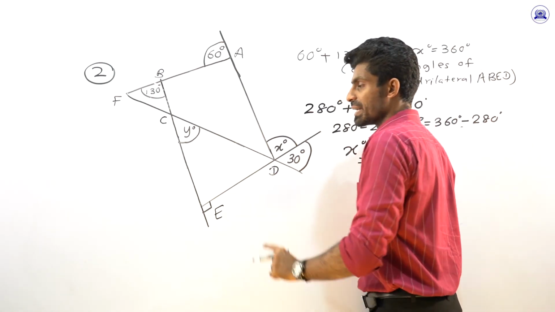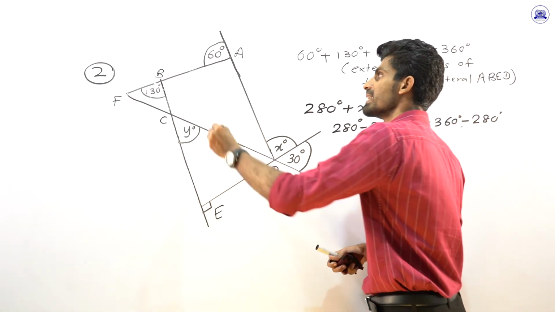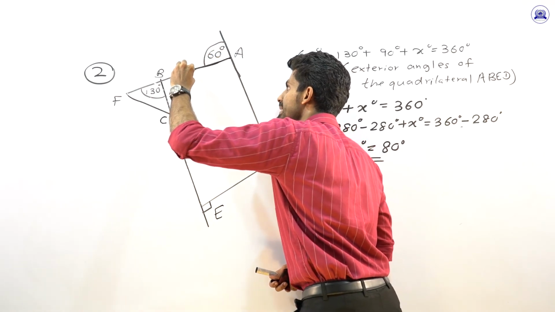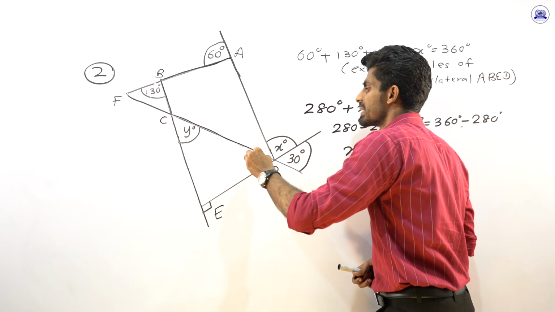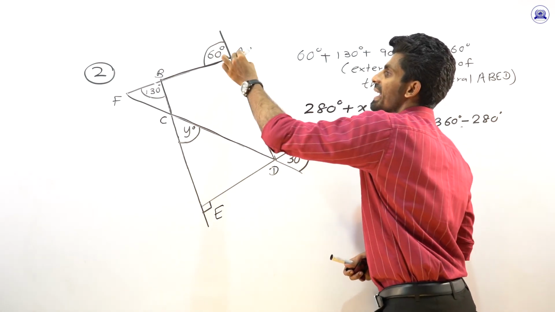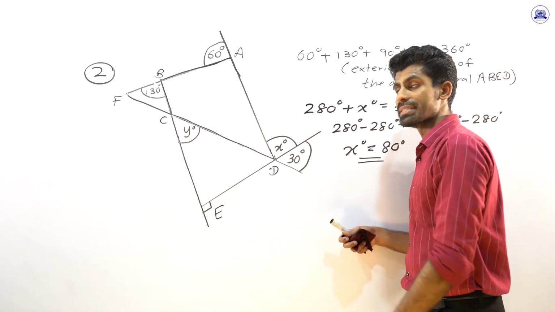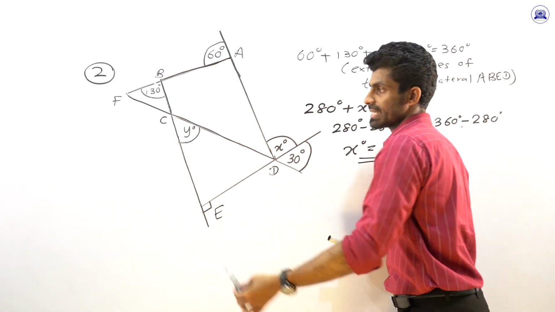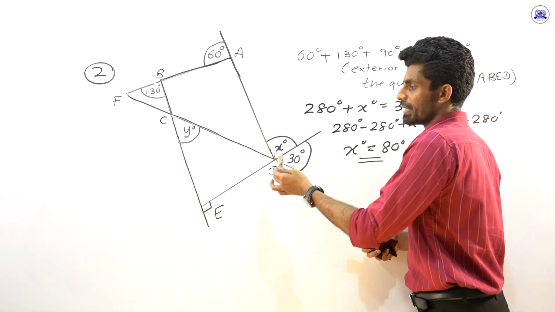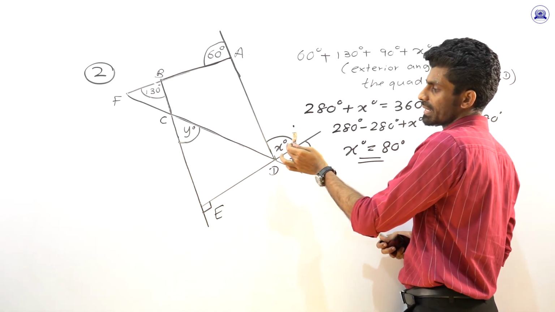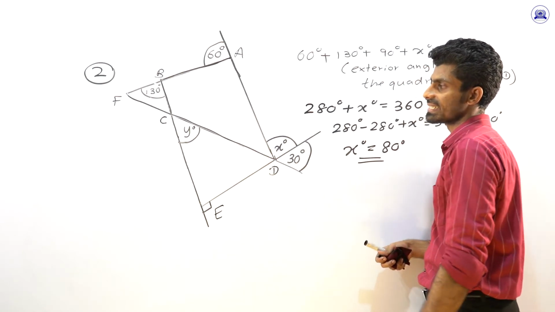Now x is done, but how to find the value of y? That means you need to consider this quadrilateral, right? Can you see that one? A, B, C, D quadrilateral. This is the exterior angle, this one is the exterior angle, and y is the exterior angle. Then you can take the full x, this one is the exterior angle.